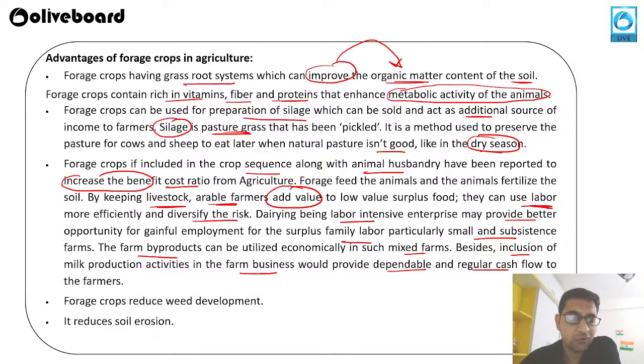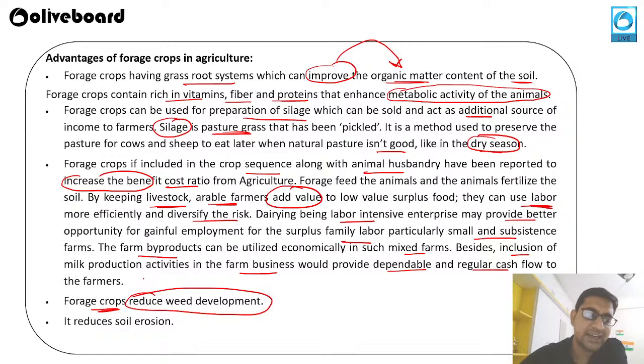Okay, so if forage crops are there, it reduces weed development, because weeds develop where there is no proper crop, so weeds start utilizing all the nutrition of the soil. If a forage crop is there, it will utilize all the nutrition and there will be very little nutrition left for weed development. Then it also helps in reducing soil erosion. You can understand it, right?